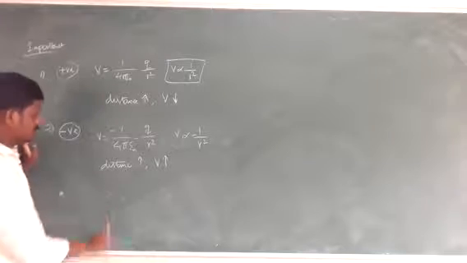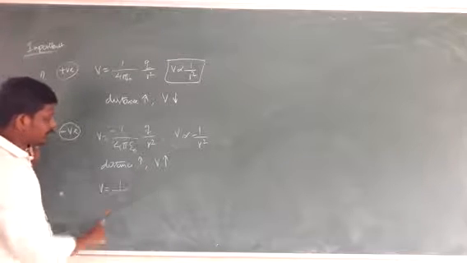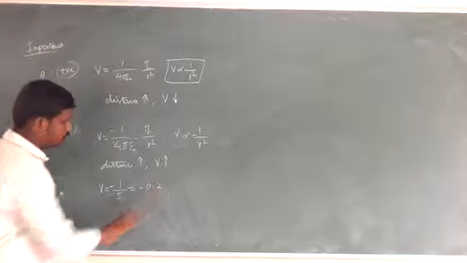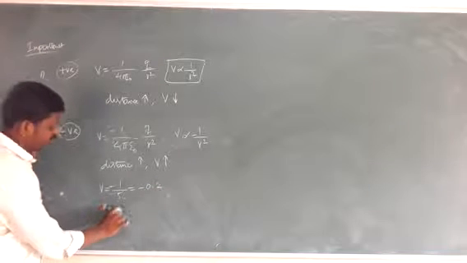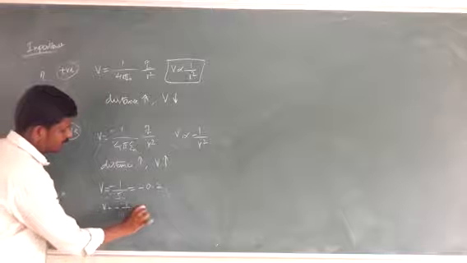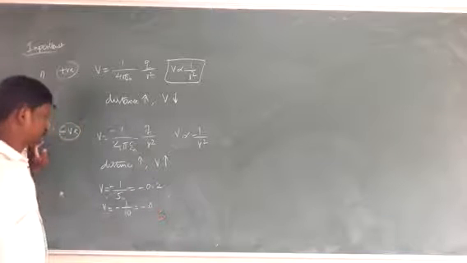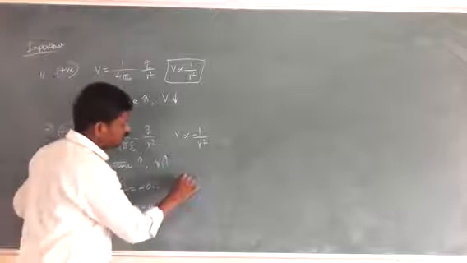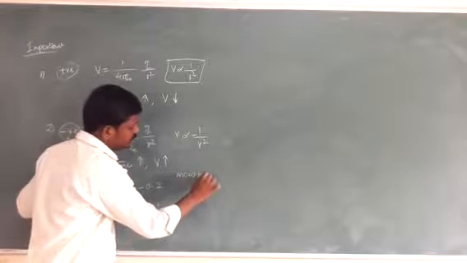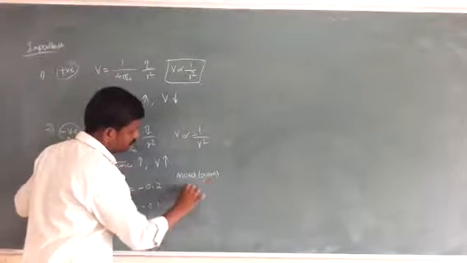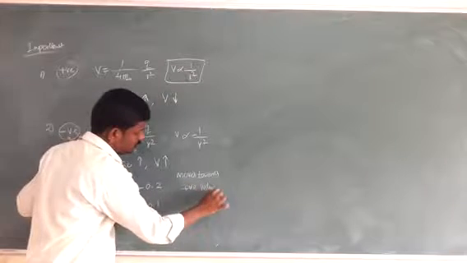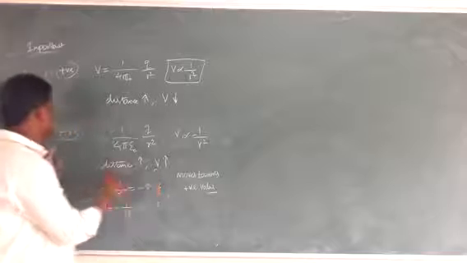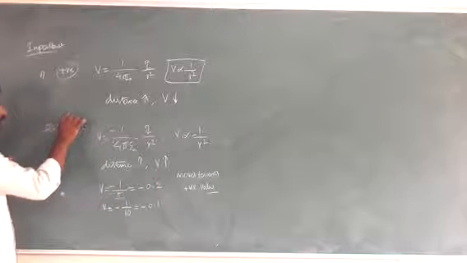So consider potential V: for 5 meters it's 1 by 5, so we'll get minus 0.2. If it is 10 meters, minus 1 by 10 is minus 0.1. So it moves towards a positive value. So if distance increases, potential also increases for a negative source charge.